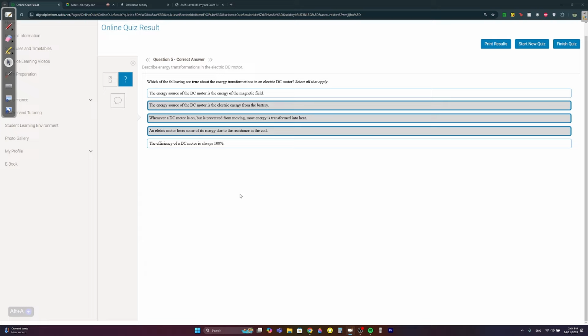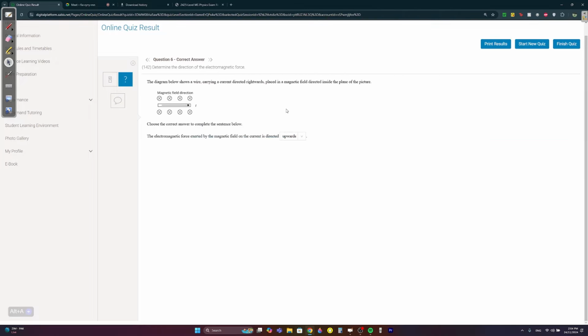So where would this energy be going? The chemical energy that's being converted into electrical energy in the circuit from the battery, where would it be going? Obviously, it's just going to be lost to the surroundings, and you guys know when it's lost to the surroundings, it's transformed into heat. Think of it like this. An electric motor loses some of its energy due to the resistance in the coil. Obviously, guys, there is resistance in any circuit, even in the coil in the galvanometer, by the way, or in the coil, sorry, you guys know we have resistors. The efficiency of a DC motor is never 100%. No electric device has an efficiency of 100%. Never.